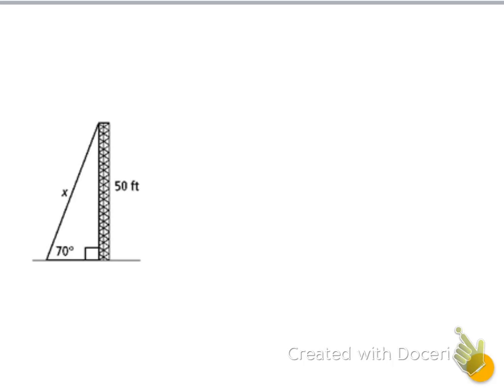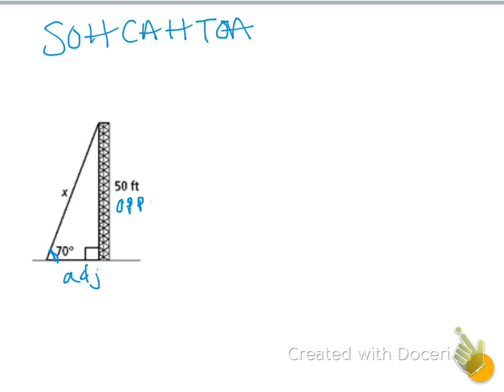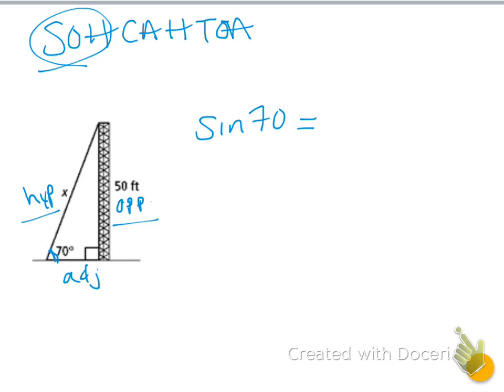Okay, this time it looks like we're coming from this 70. So my side adjacent, opposite, hypotenuse. This time I have my hypotenuse and opposite, so I need O and H, and we're going to use sine. Sine of 70 is equal to my opposite, 50, over my hypotenuse, x.